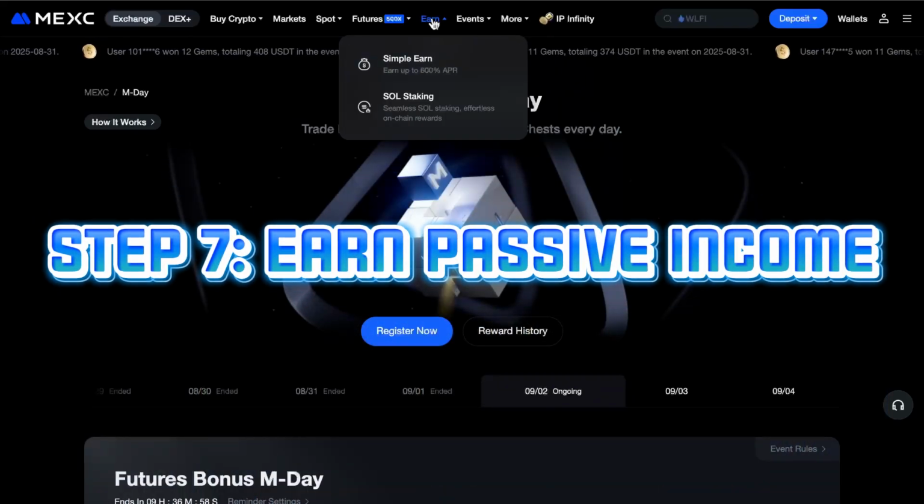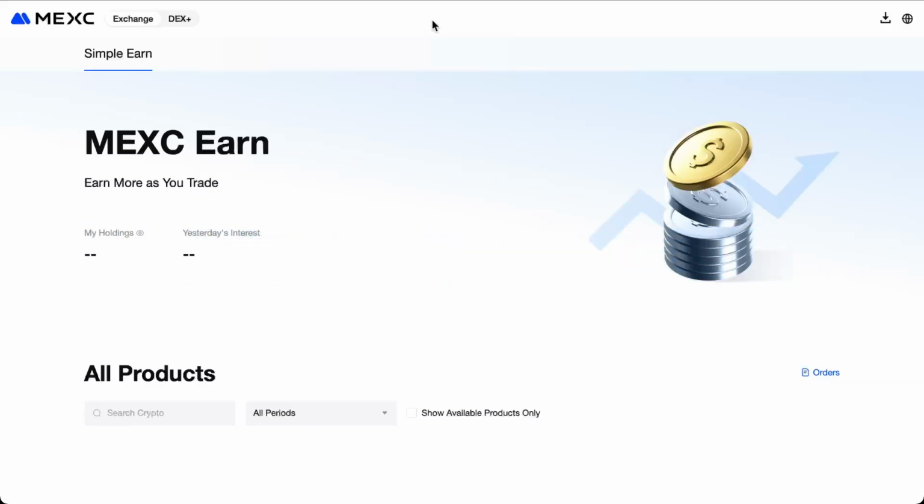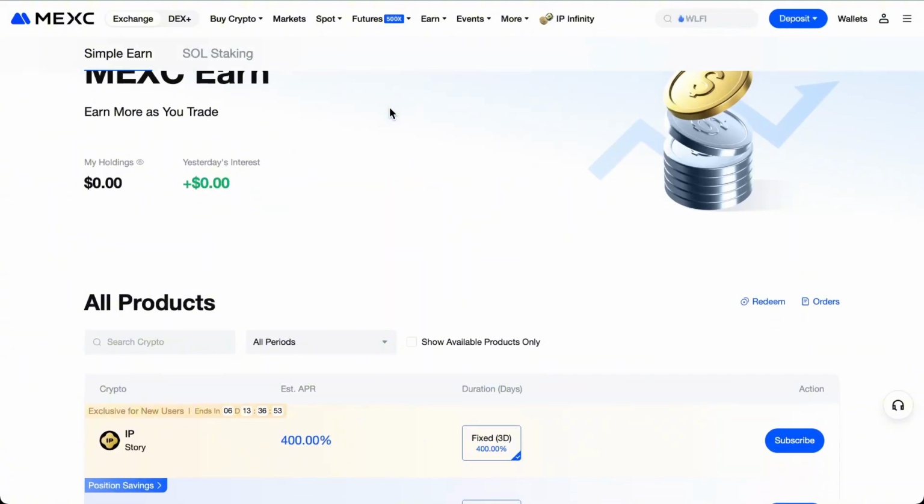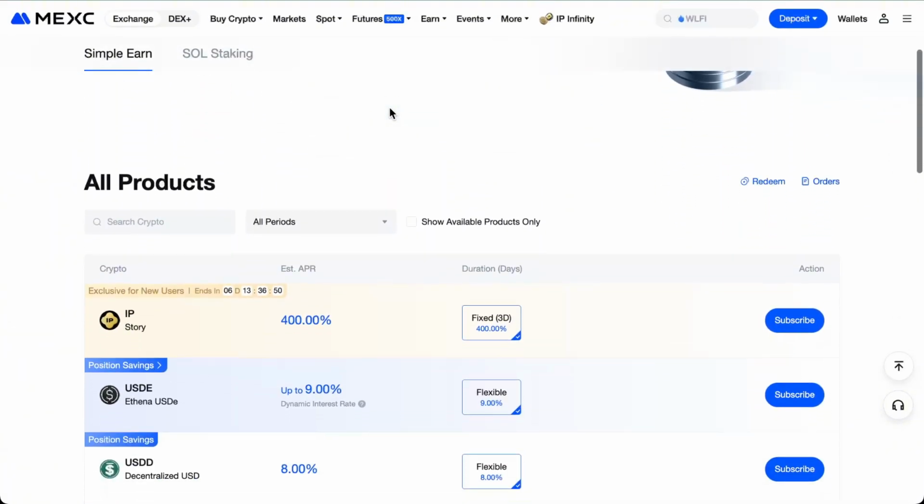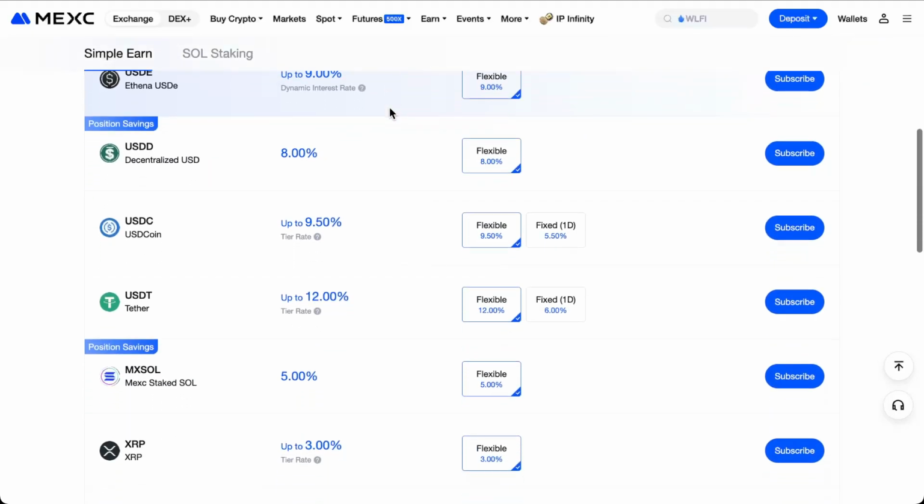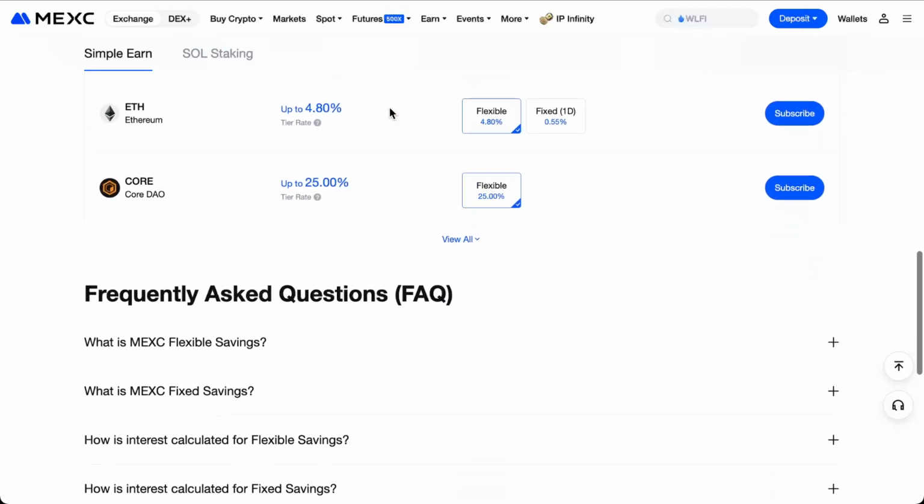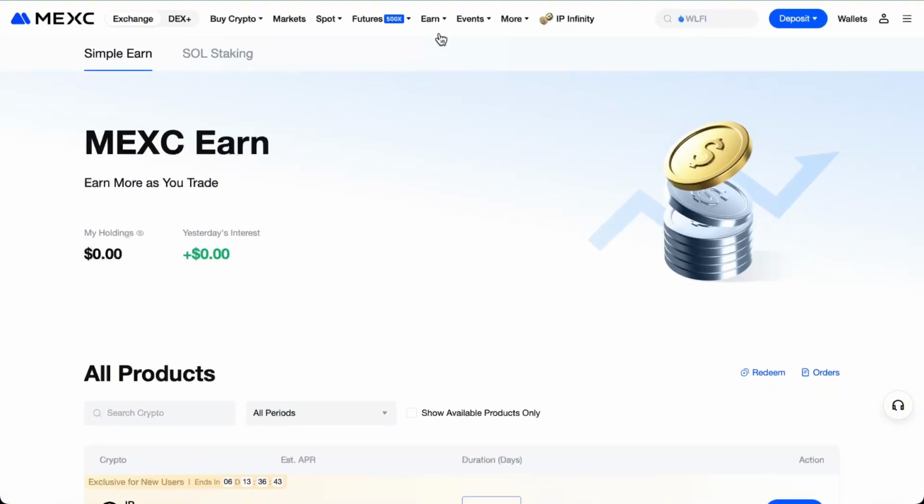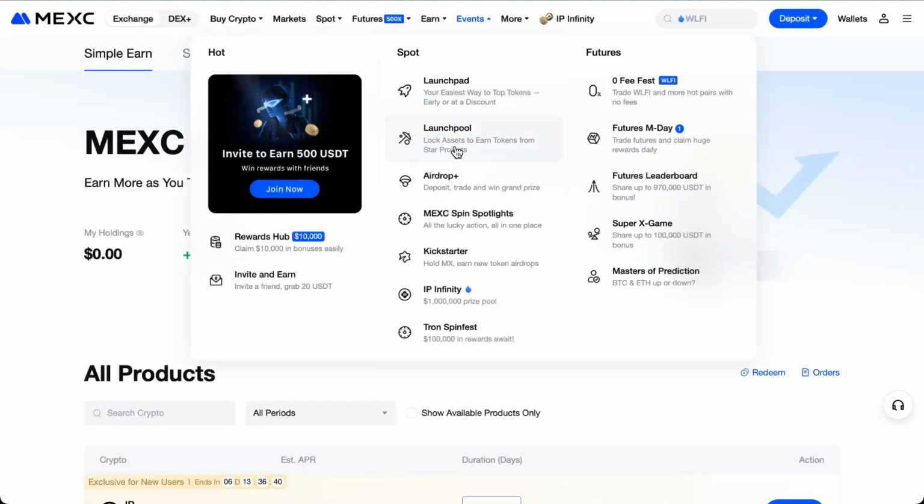Step 7, earning passive income. Now, not everyone wants to actively trade. Some people just want to earn passively. And that's where the Earn tab comes in. Here you'll find things like staking, where you lock up your tokens and earn rewards. You'll also see MEXC's Launchpad and Launch Pool, where you can participate in new token launches. There's Airdrop X, which gives you access to token giveaways, and Kickstarter, where you can vote for new projects and earn bonuses for participating. So, even if you're not a hardcore trader, there are plenty of ways to make your crypto work for you.